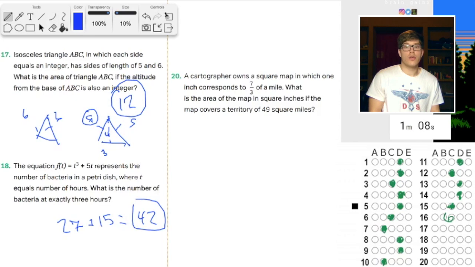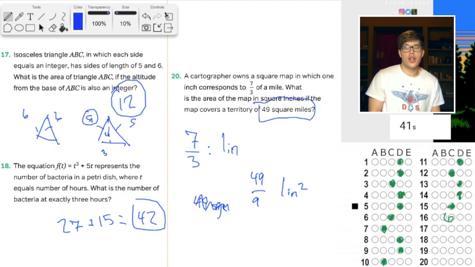Okay, a cartographer owns a square map. 1 inch corresponds to 3/7 of a mile. What is the area of the map in square inches if it covers 49 square miles? Well, 7/3 is to 1 inch. So that means 49 over 9 is to 1 inch squared. And then it's actually 49 square miles. So how do we change this proportion from 49 over 9 to just 49? Well, easily, we multiply both sides by 9. And we're left with 49 square miles is to 9 square inches.